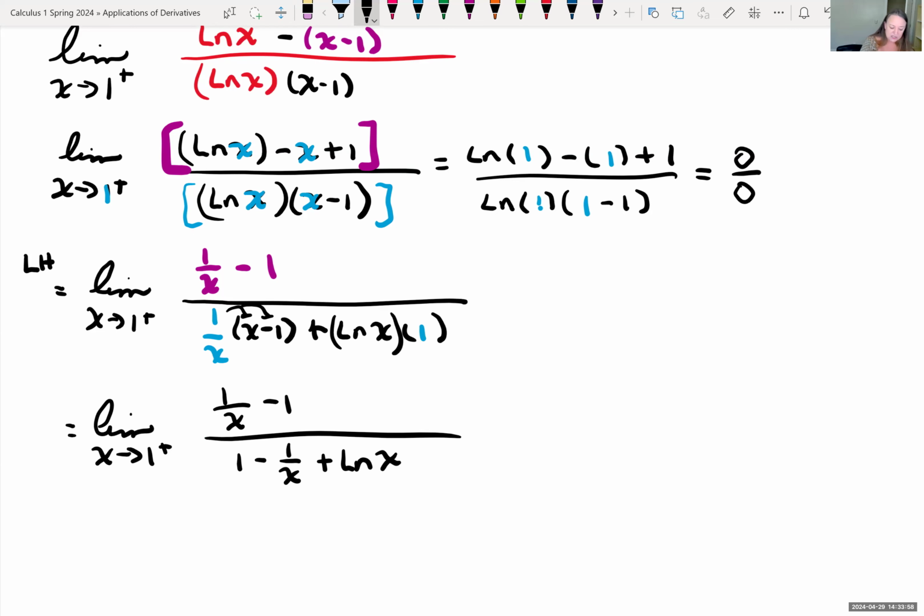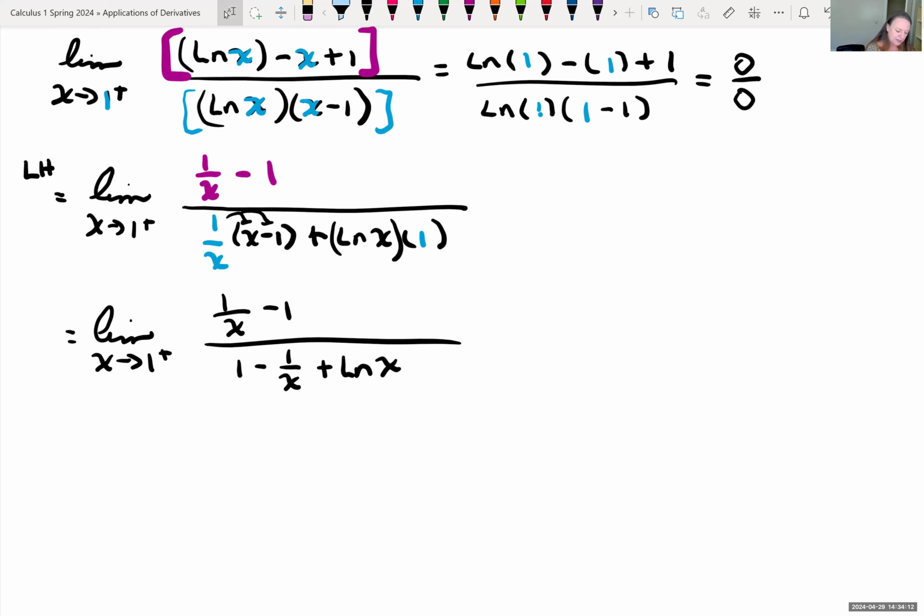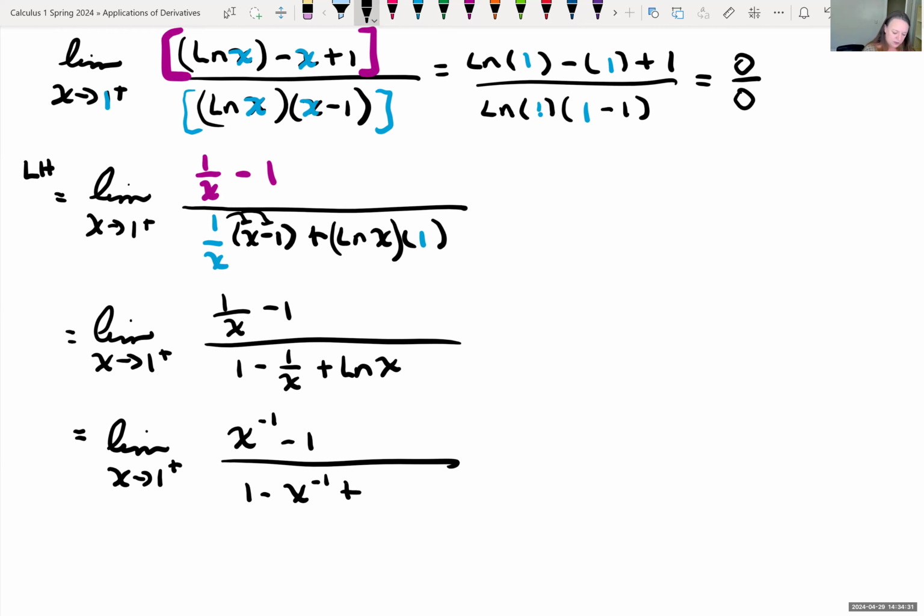So it looks like I'm still getting that form of 0 over 0 when I plug in 1. Let me rewrite this a little bit before I use L'Hopital's rule again, so I don't have to use the quotient rule. Remember 1 over x, we can bring up into the numerator and rewrite it as x to the negative 1 minus 1, all over 1 minus x to the negative 1 plus the natural log of x.